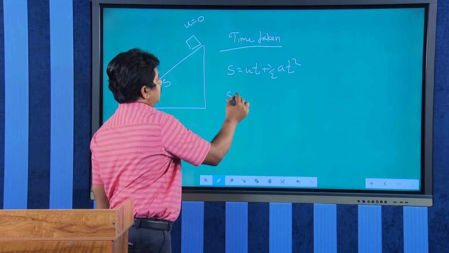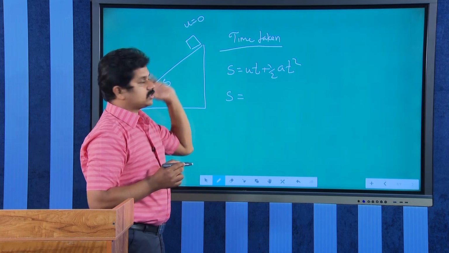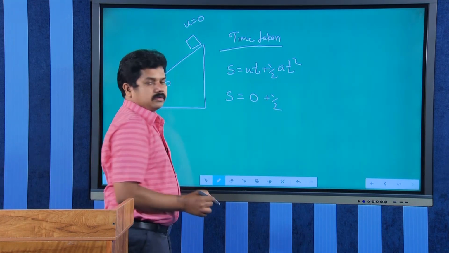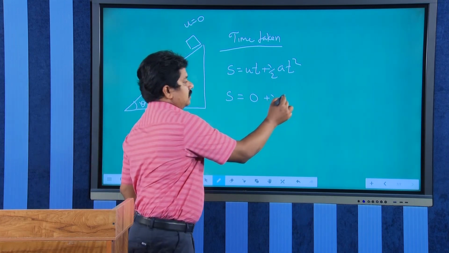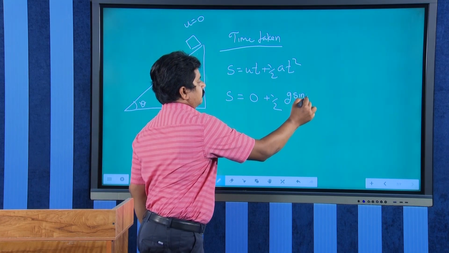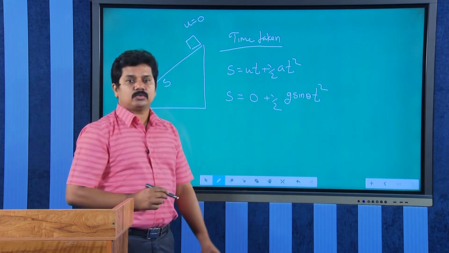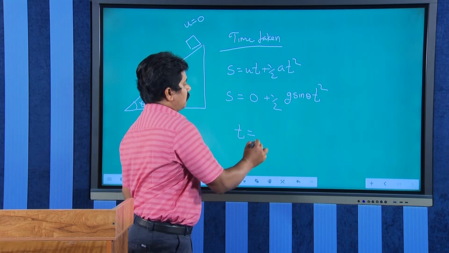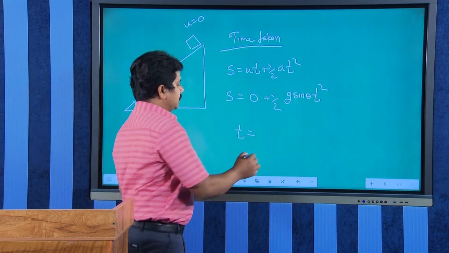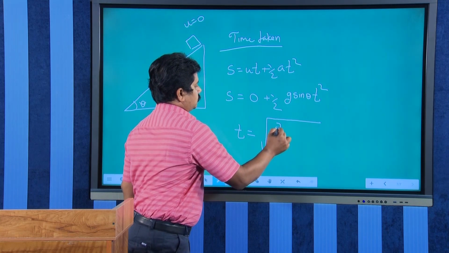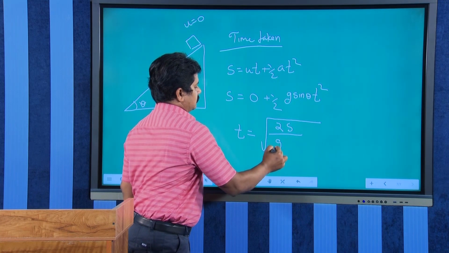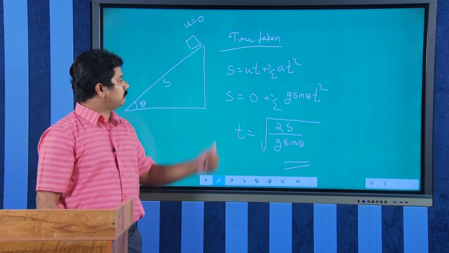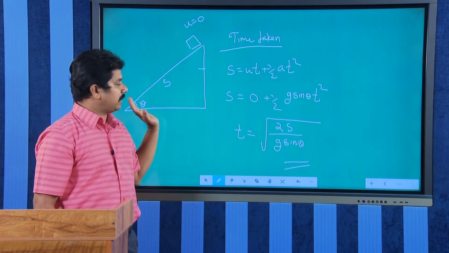So, we have S equal to u into 0, since initially it is at rest. So, u 0 plus half, our acceleration is now g sin theta, into t square. Okay. So, we have t equal to root of 2 s by g sin theta. So, this will be the time taken by that block to reach the bottom of the plane.